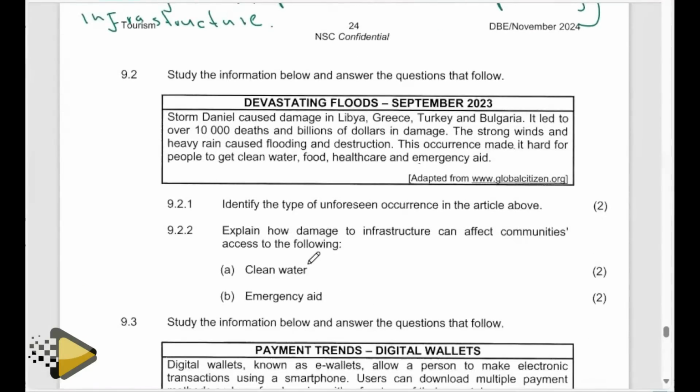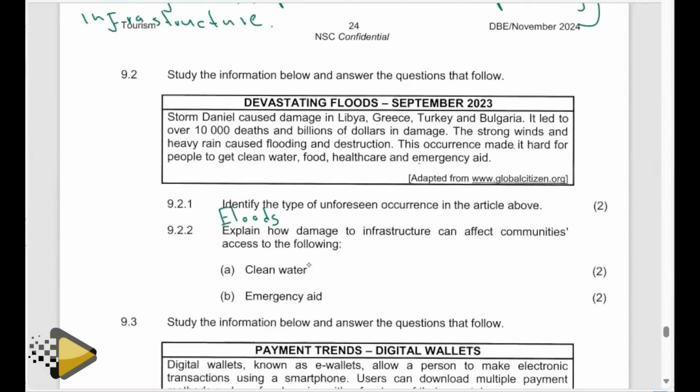Then moving on to 9.2, study the information below and answer the questions that follow. Devastating floods, the September 2023 Storm Daniel caused damage in Libya, Greece, Turkey, and Bulgaria. It led to over 10,000 deaths and billions of dollars in damage. The strong winds and the heavy rain caused flooding and destruction. This occurrence made it hard for people to get clean water, food, healthcare, and emergency aid. Identify the type of unforeseen occurrence in the article above. These are known as floods. So the unforeseen occurrence or the natural disaster, in this case, is known as floods.